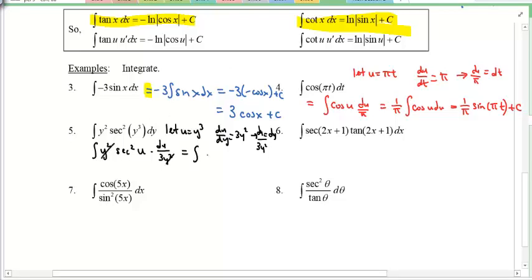Notice how this simplifies nicely into just the integration of secant u du, and that of course is just tangent of u, and once again I'm going to replace u with y cubed plus c. And don't forget that 1/3 in front. That's what I just forgot to do here. Right?